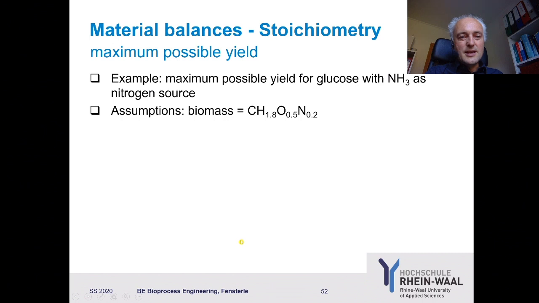And let's do an example now. The example is: what is the maximum possible yield if you use glucose as a substrate and ammonia as a nitrogen source? And we assume that the biomass has the following sum formula. Well, just go. I want you now to try this calculation in parallel, and I will ask you for the result. So let's put the chat here.